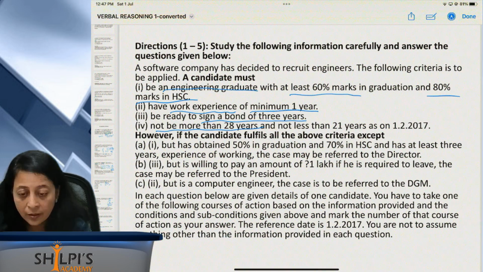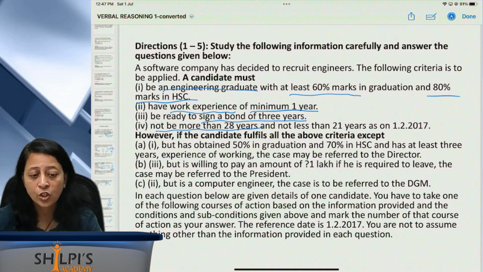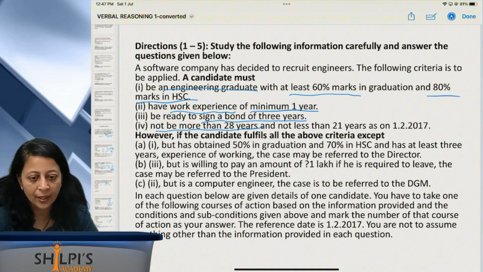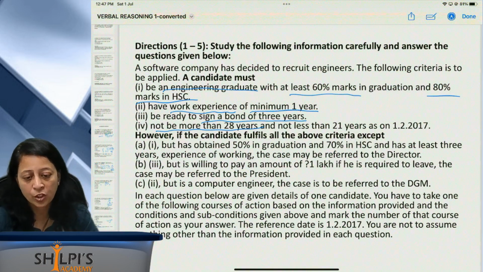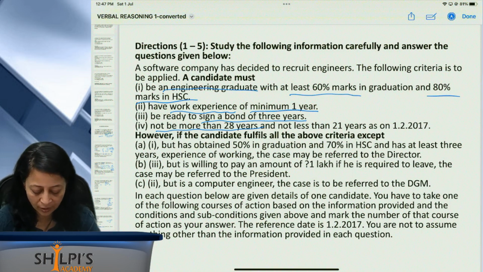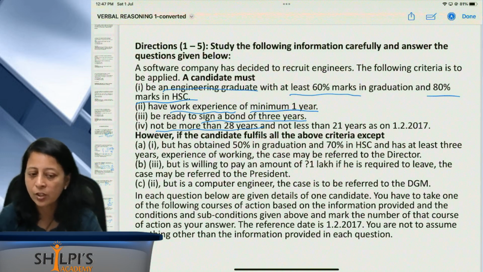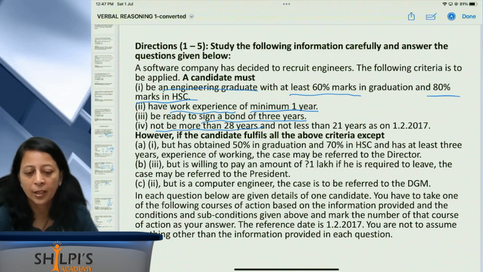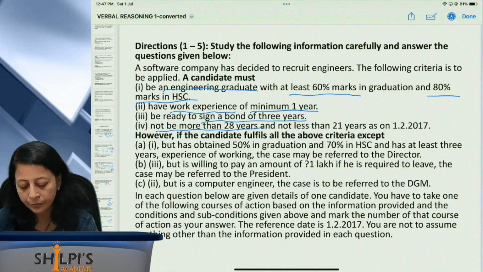Now, the third one is, if he is a computer engineer, the case should be referred to the DGM. Normally they are in need of software people, so if he is a computer engineer, then the case is to be referred to the DGM. If each of the questions below gives details of one candidate, you have to take one of the following courses of action based on the above information and conditions and subconditions given below, and mark the number of that course of action as your answer. Okay, let's see how it is.